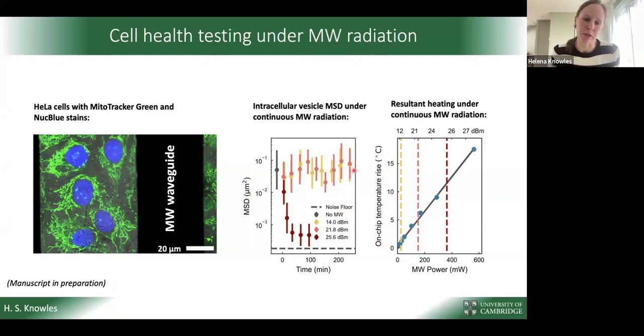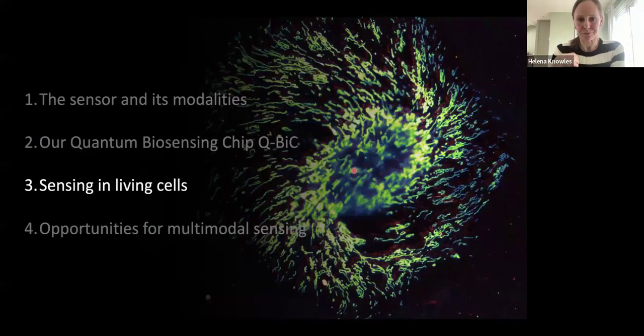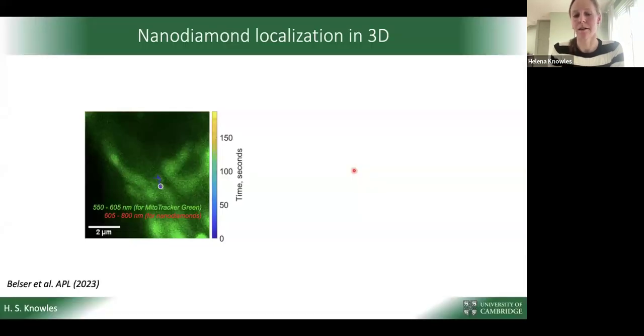And of course, for any kind of pulsed operation, the overall power delivered is even lower. But even for the continuous wave experiments, we're in a good regime where we don't seem to be perturbing these cells. So that was an important thing to check. All right, so then we've got this chip and it doesn't kill the cells, which is good. So we can move on to sensing temperature and viscosity in living cells, which is the next section I want to move on to.